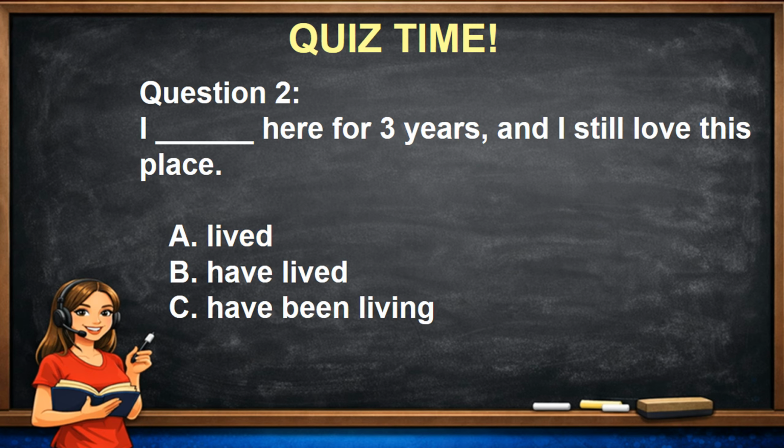Question 2. I, here for 3 years, and I still love this place. A, lived. B, have lived. C, have been living. Correct answer, B, have lived. Explanation. This shows a fact that is still true now, so we use present perfect.